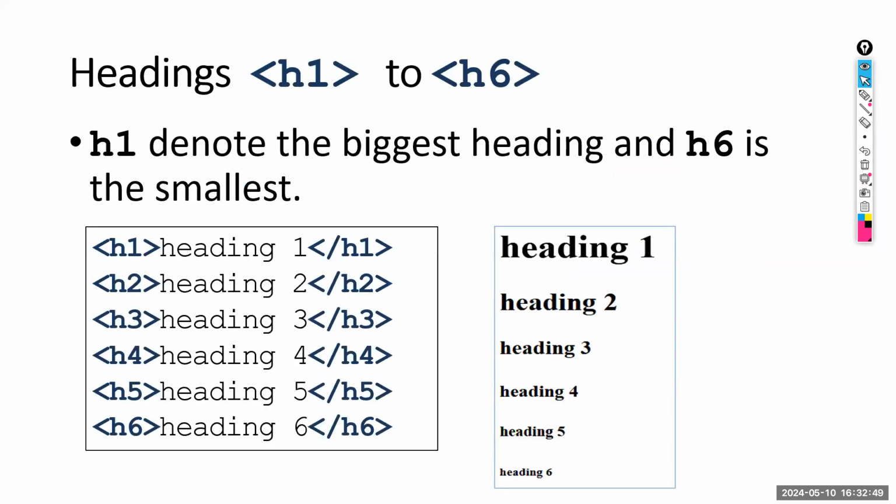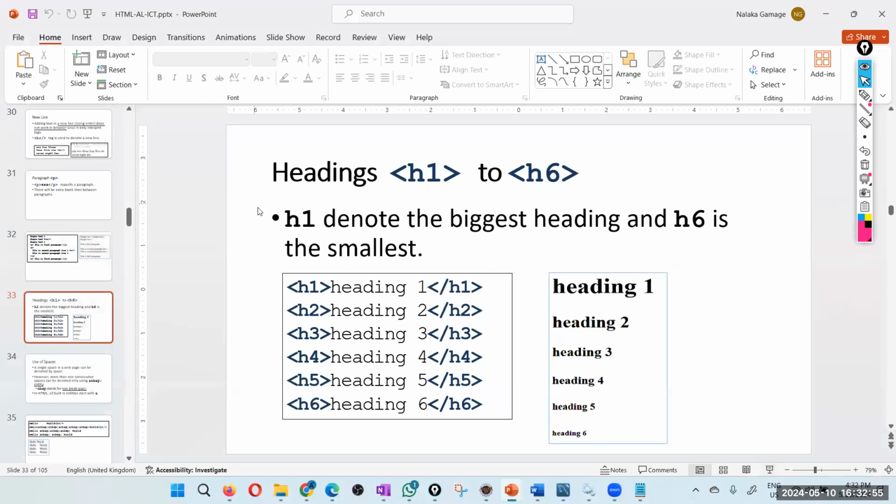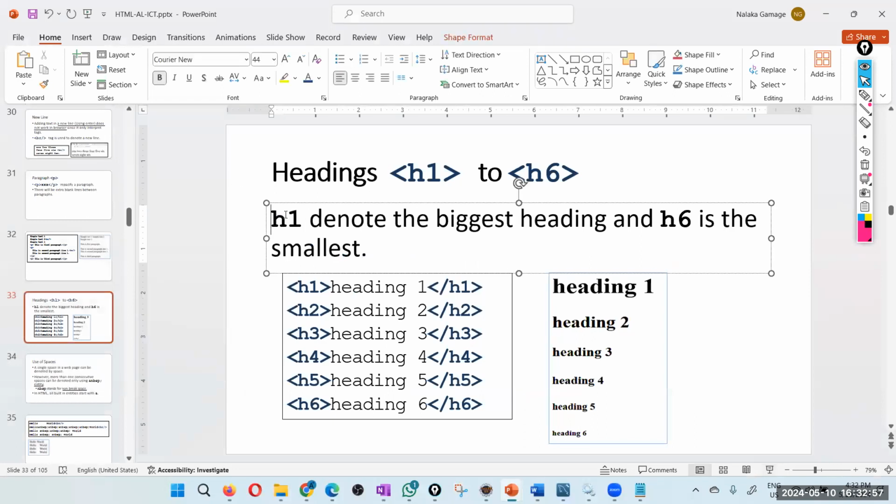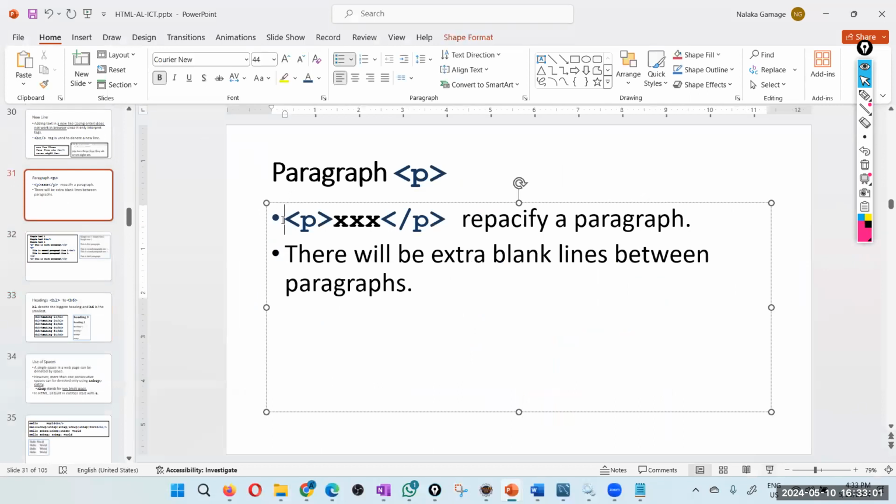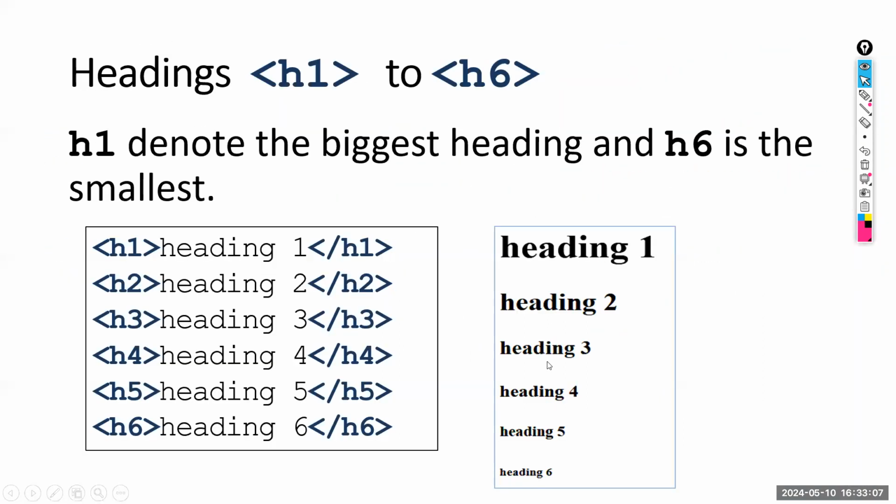So then you can have headings. There are 6 levels of headings, heading 1 to heading 6. Heading 1 is the biggest and heading 6 is the smallest. Very rarely do we go for heading 6. Usually we use heading 1, heading 2, and so on. Those things you can try out by yourself.